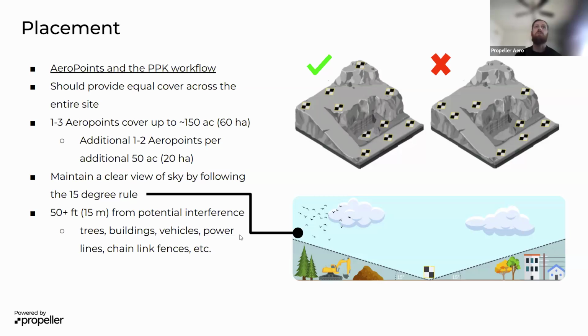Trees, buildings, vehicles, power lines, chain link fences, anything that can cause GPS interference, we want to keep well away from the AeroPoint. It is a sensitive piece of GPS equipment. We want to avoid that multipathing. GPS signals are radio frequencies, and we don't want a bunch of frequency bouncing around, coming from different angles and hitting that antenna in the center there.